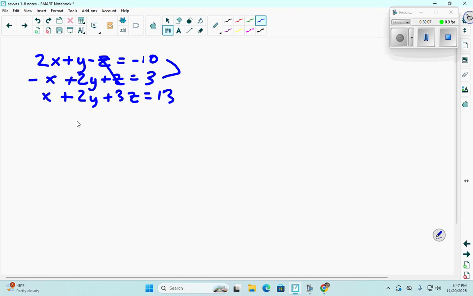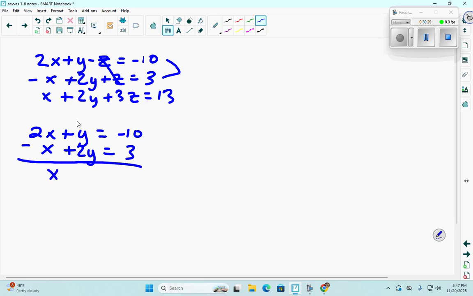So now I just combine what I have. Okay, so if I drew a line, actually I'm going to rewrite it, it would be 2x plus y equals negative 10. Okay, and then I have negative x plus 2y, because the z's went away, right, equals 3. Okay, so I'm going to go ahead and combine them just like they are. Okay, so this would give me x plus 3y equals negative 7. Okay, so now this guy is starting to look like the ones that we've done in Algebra 1. Okay, that's more manageable than the 3 letters.